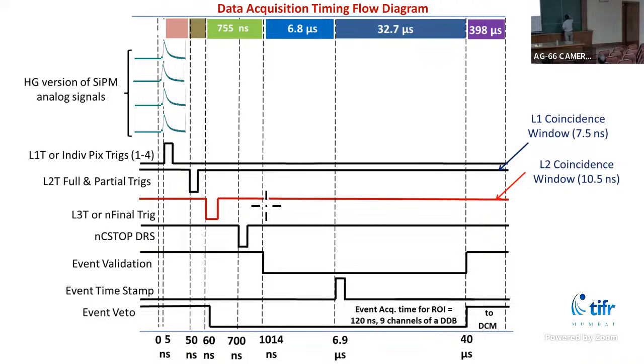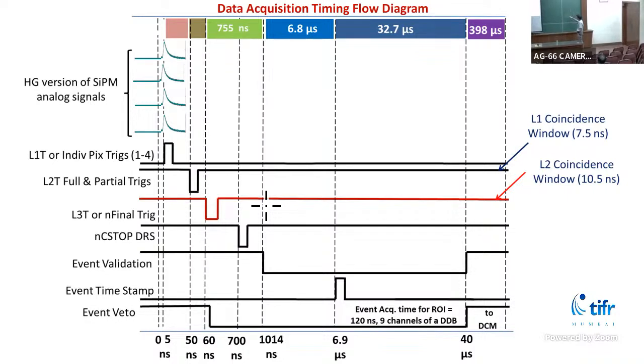So this is a circular buffer. It has 1024 cells, from 0 to 1023. Suppose this analog signal has come here, and after 50 nanoseconds this trigger signal is generated, and we are stopping sampling somewhere here, at 700 nanoseconds. So this is the stop point.